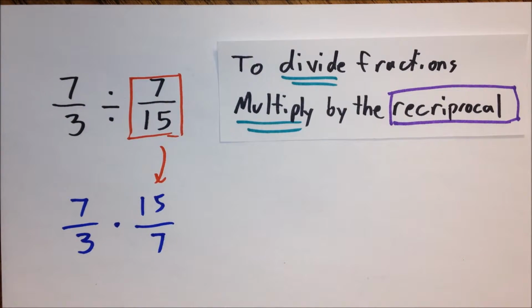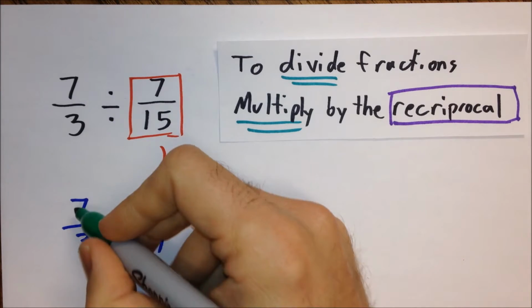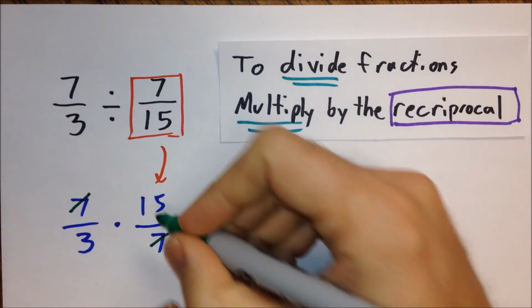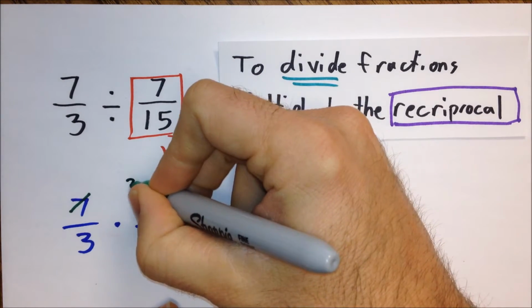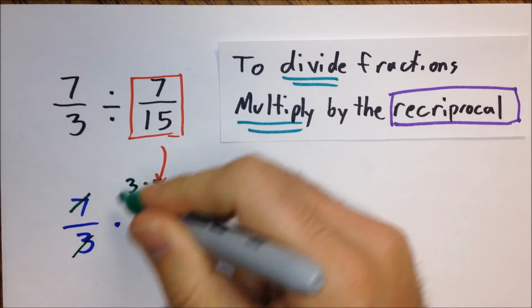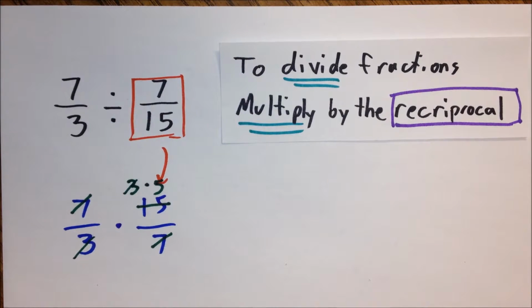Okay, let's go ahead and solve this. Tell you what, to solve this, I'm going to look first and see if there's some simplifying I can do. And the answer is yes. This 7 and this 7 can divide together to give us 1. 15 can be rewritten as 3 times 5. And this 3 can divide together to give us 1. So what does that make our answer?